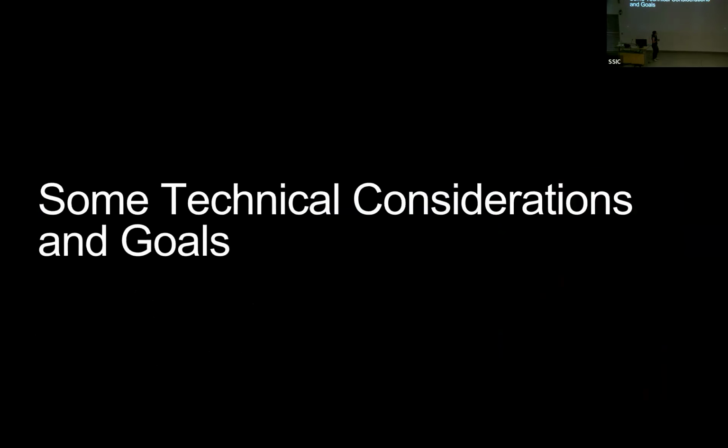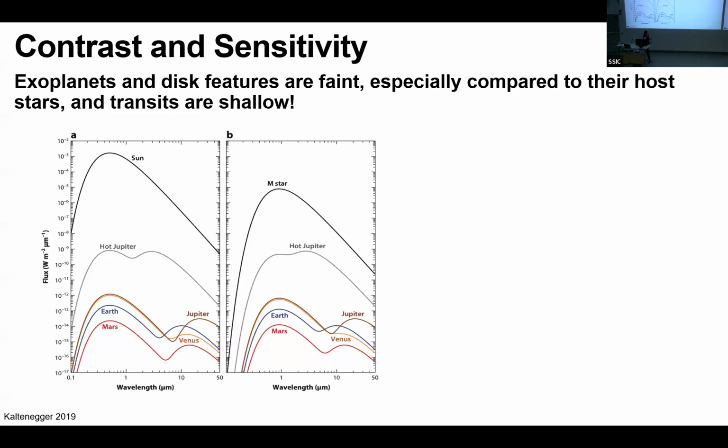So before we go through some instrument highlights, I figured I would just talk about some technical considerations and goals for current and future instrumentation. And so if we're thinking about observing exoplanets and disks, contrast and sensitivity are really important. I'm preaching to the choir here, but exoplanets and disk features and other spatially resolved objects we would try to observe are generally faint. Things that orbit stars are faint compared to their host stars. Transits are shallow. So all of this motivates wanting high sensitivity and high contrast.